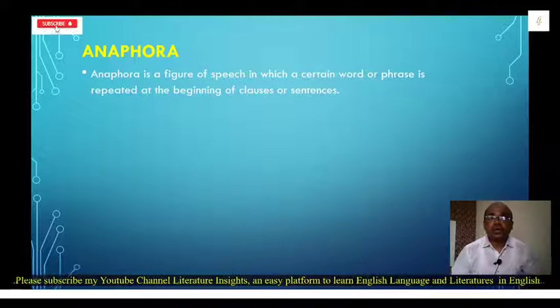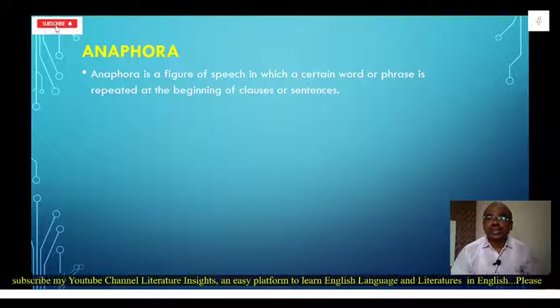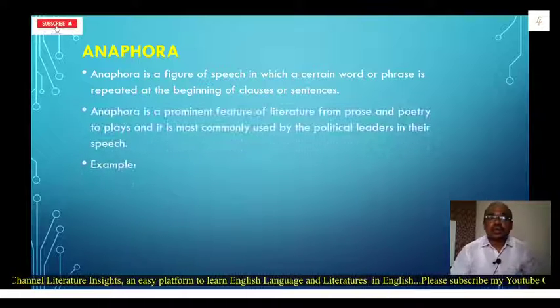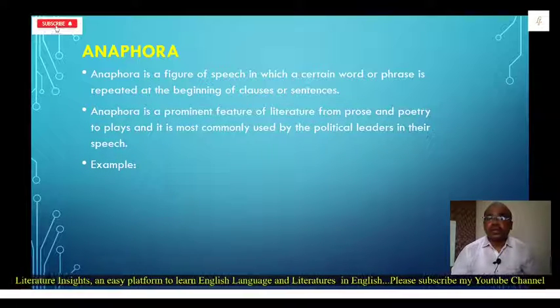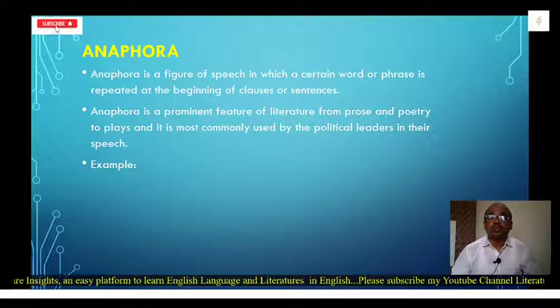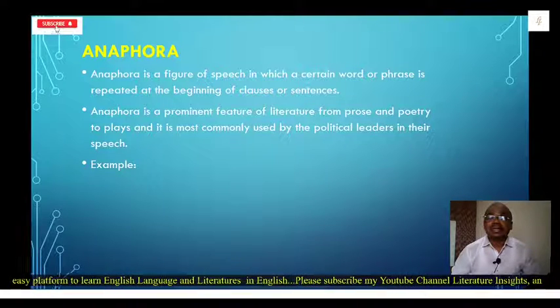Anaphora is a figure of speech in which a certain word or phrase is repeated at the beginning of a clause or sentences. Anaphora is a prominent feature of literature from prose and poetry to plays, and is most commonly used by political leaders in their speech.